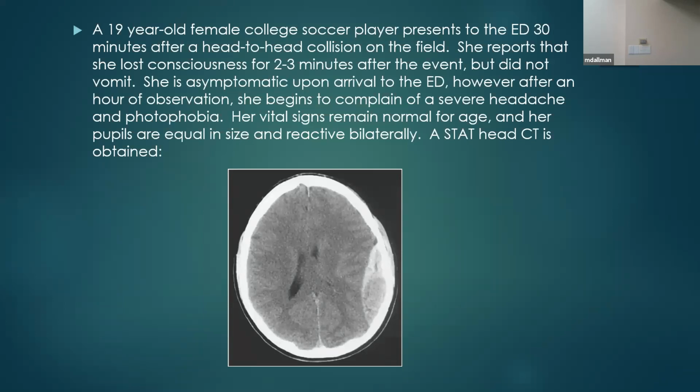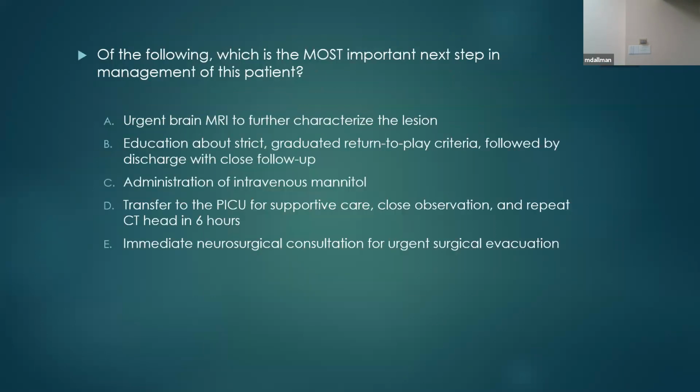19-year-old female college soccer player presents to the ED 30 minutes after head collision on the field. She reports that she lost consciousness for 2 to 3 minutes after the event, but did not vomit. She was asymptomatic upon arrival to the ER. After an hour of observation, she complains of severe headache and photophobia. Vital signs remain normal. Pupils are equal in size and reactive. Stat head CT is obtained, which looks like that. Which is the most important next step in management? MRI, observation, administer mannitol, transfer to PICU, and immediate neurosurgical consultation.